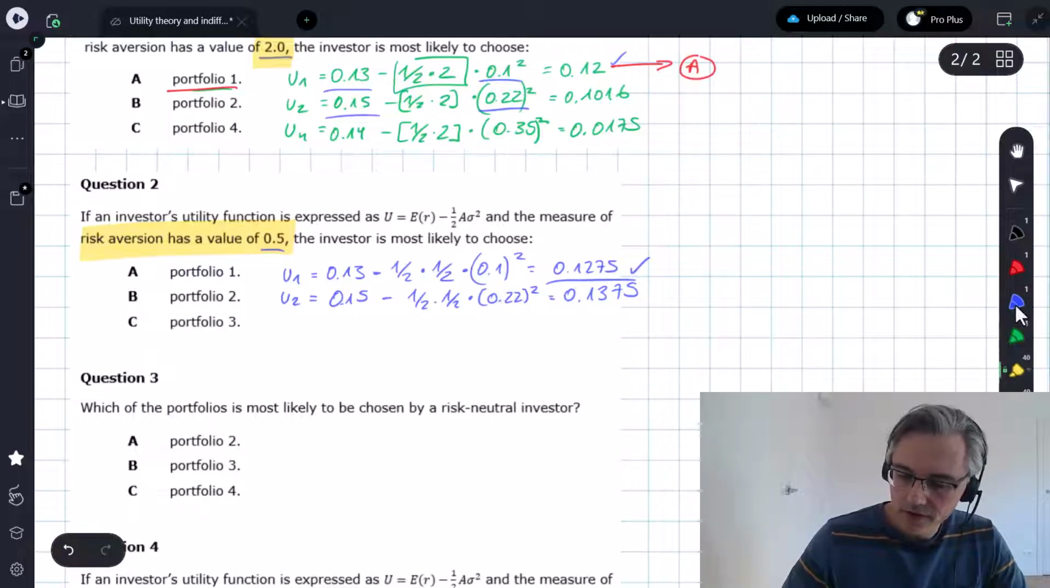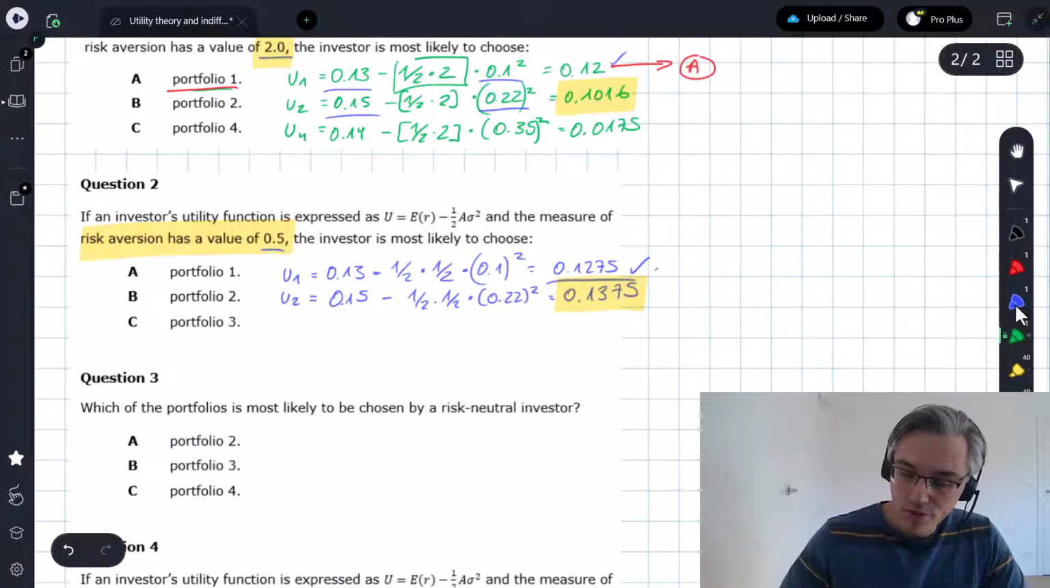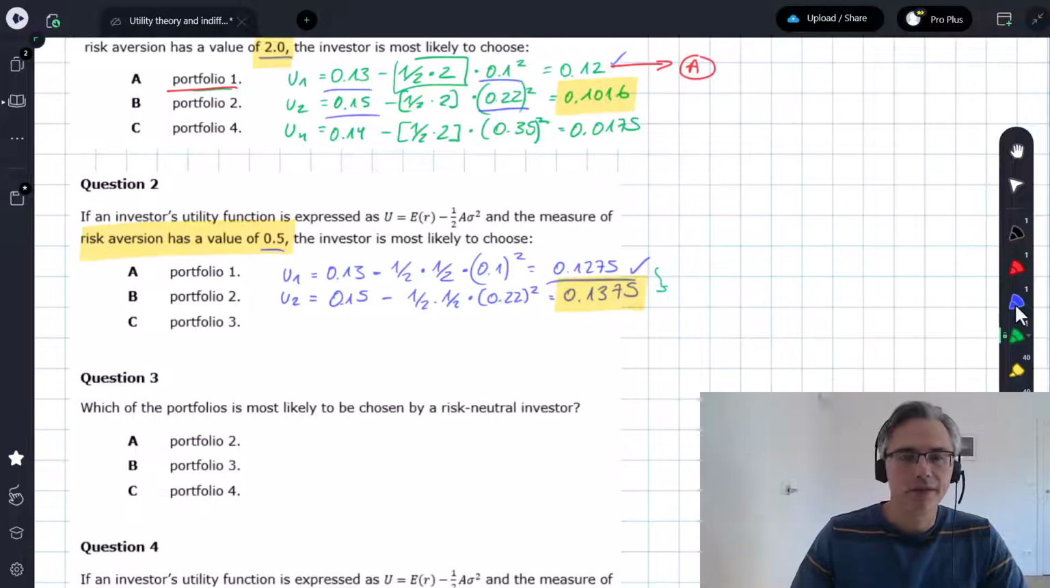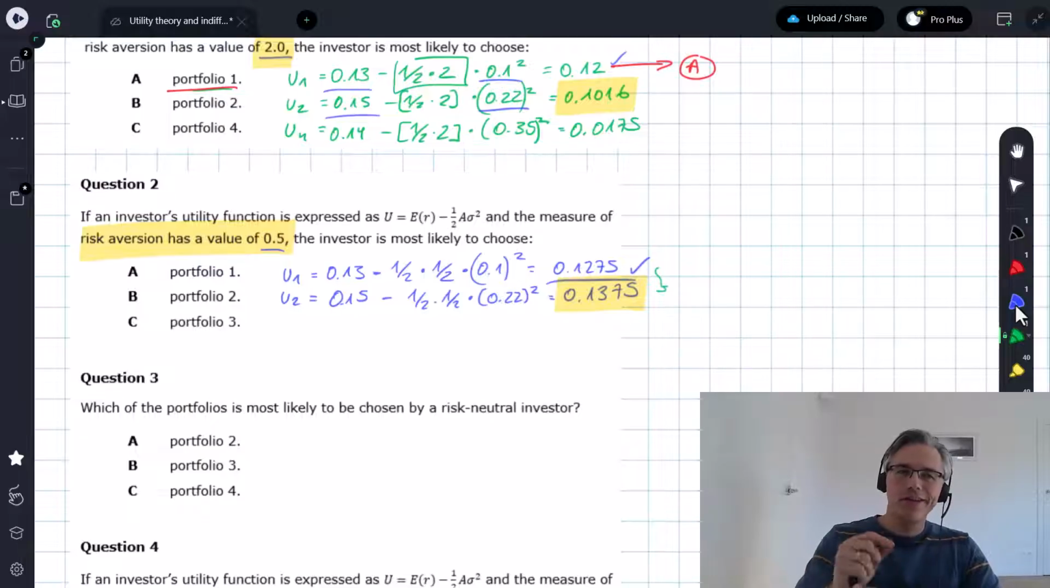0.1375, yeah, so definitely higher utility than here. And actually, more utility than for the first one. That's even better for them, right? They're not, and that's caused by the non-linear nature of the indifference curve, the trade-off between risk and return.